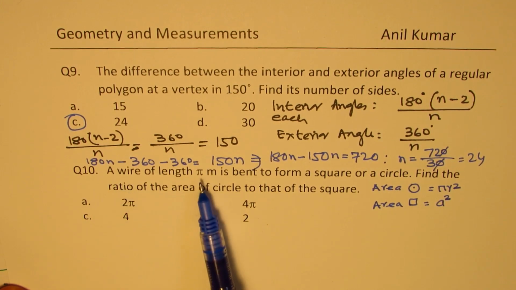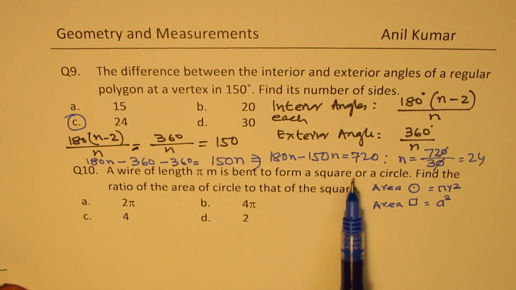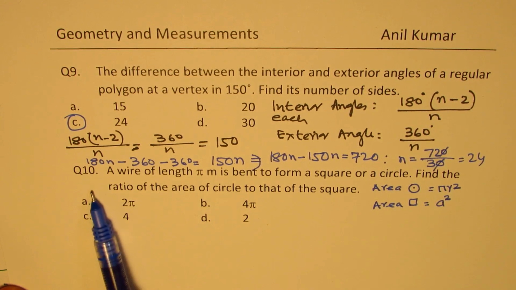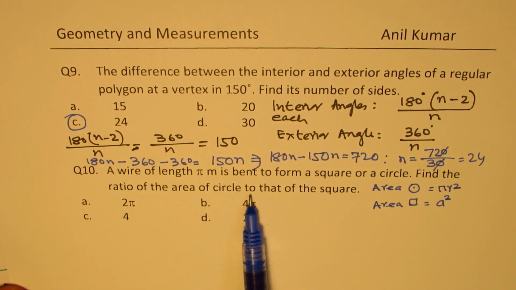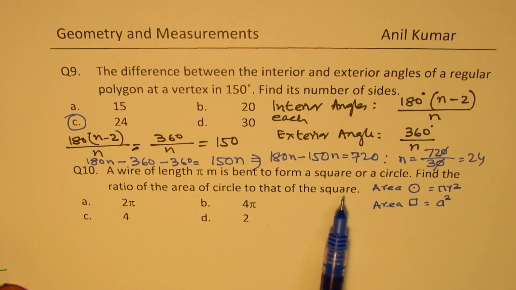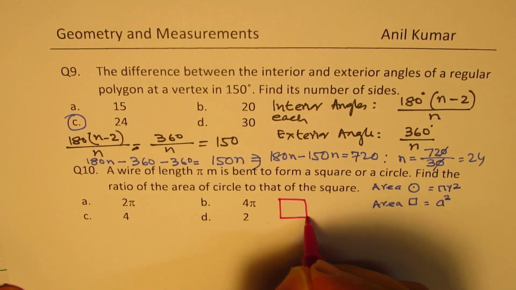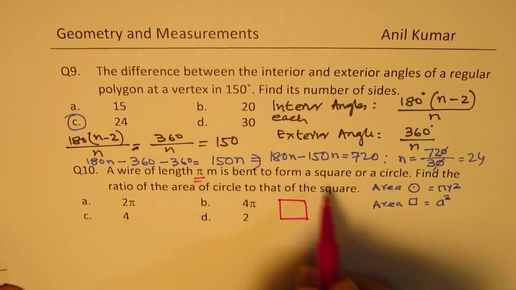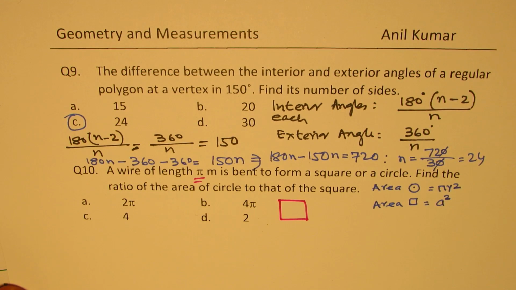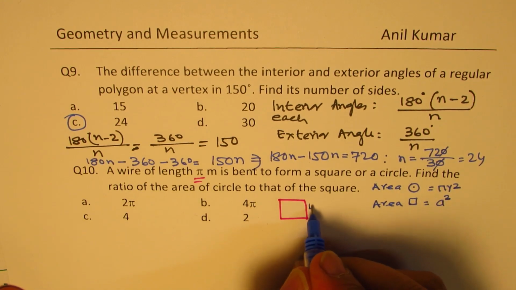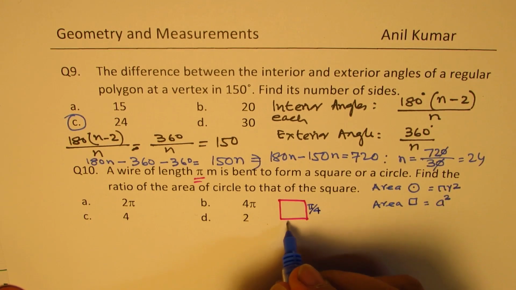Question 10, which is the last question. A wire of length pi meters is bent to form a square or a circle. Find the ratio of area of circle to that of the square. So how do we figure this out? Well, if I make a square with pi as the total, right? So each side is pi by 4, correct? Because there are 4 sides.